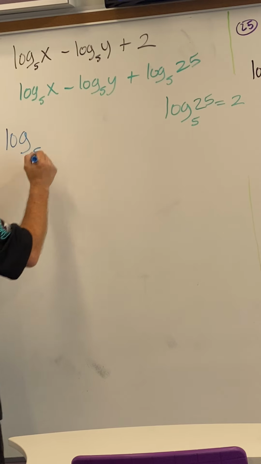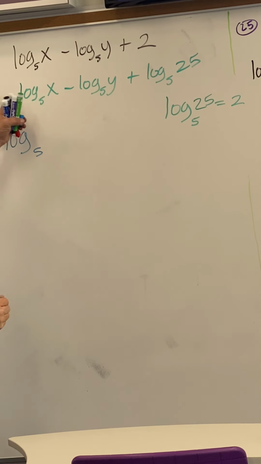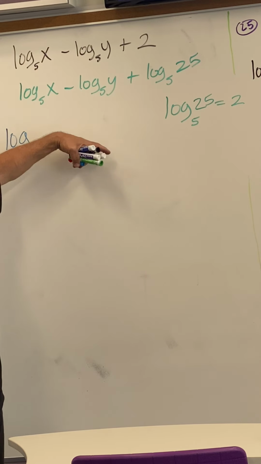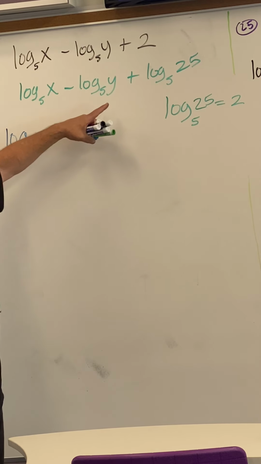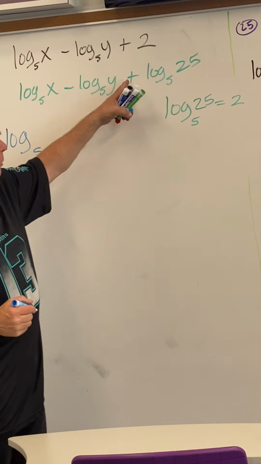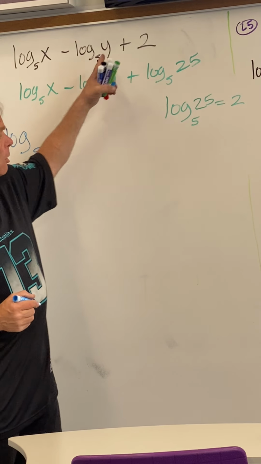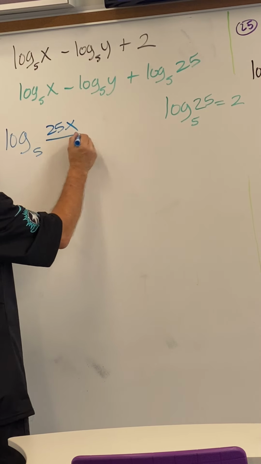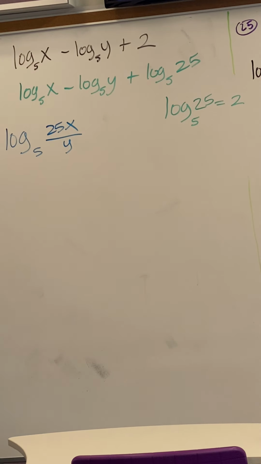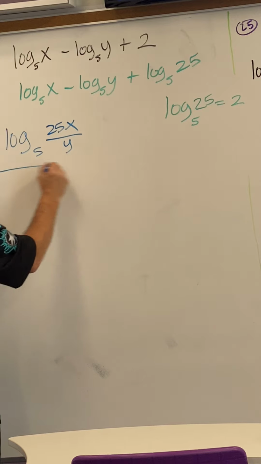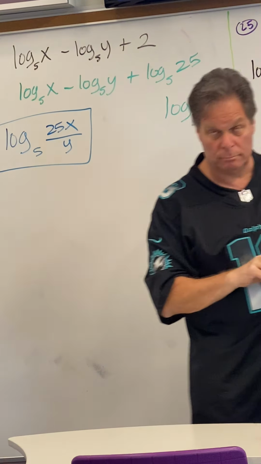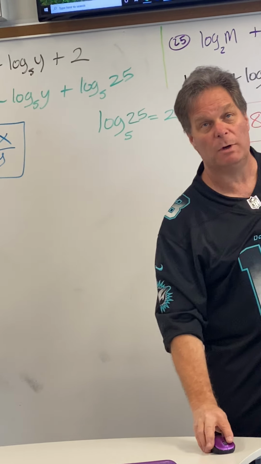And then, very similar to the last problem we did, it's going to be log base 5 of x. We can squeeze them all together. Now, this is positive, right? So x is going to be up on the top. This is minus, so the y is going to be in the bottom. And the 25 is also positive out front, so it's going to go up top. So I've got the 25 and the x upstairs. I've got the y downstairs, and that is the answer. Okay, it's very similar to 25.